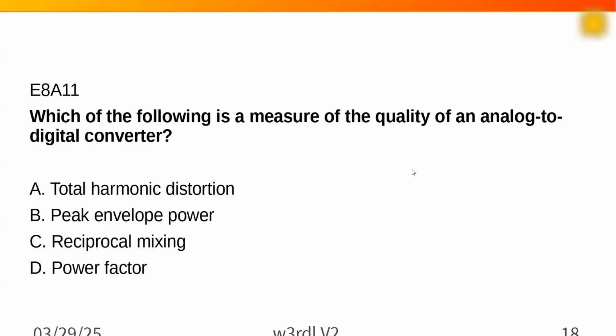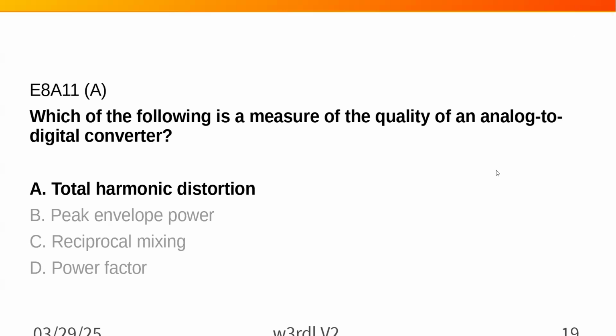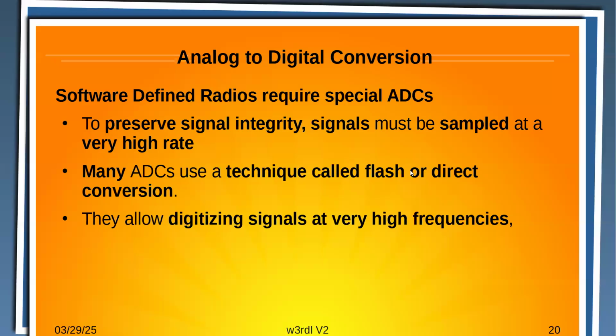So which of the... question? Which of the following is a measure of the quality of an A to D converter? They call that other chart where they look at the ratio the goodness factor.